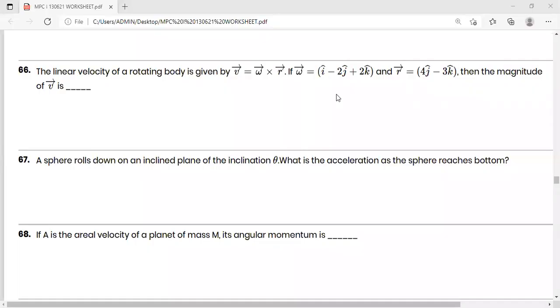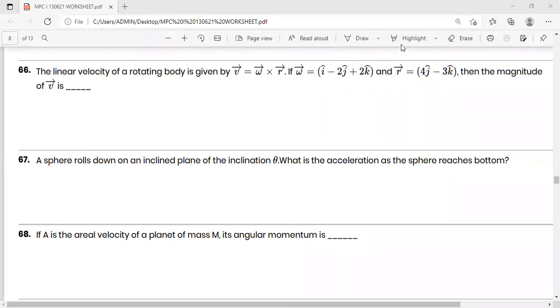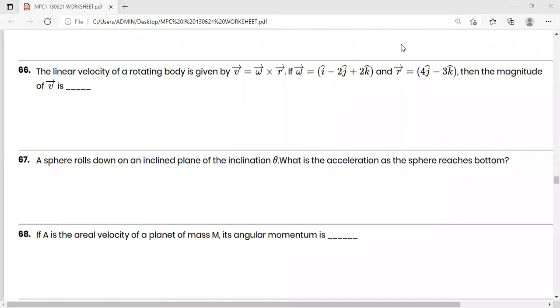Question number 66. The linear velocity of a rotating body is given by v bar equals omega bar cross r bar. If omega bar and r bar are given in vector form, then for the magnitude of v bar, you can just take the cross product of omega bar and r bar. Again, I won't solve the cross product here. You just try to solve it.